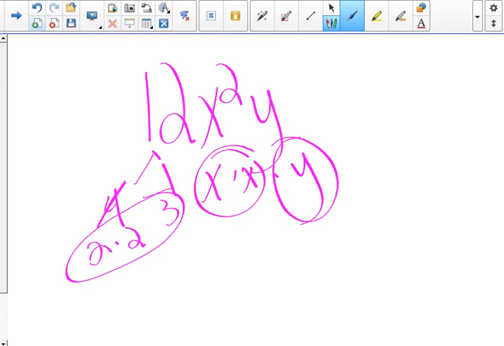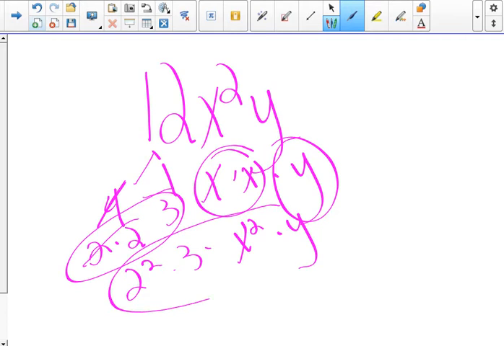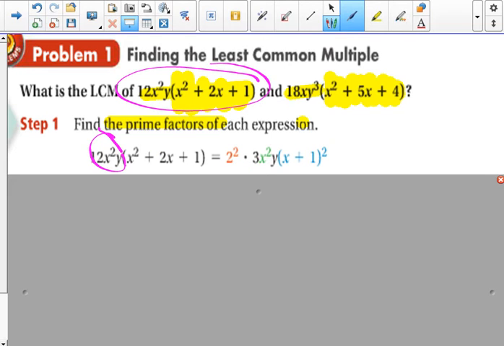Now let's put all of these back in terms of powers. So here I've got 2 squared times 3 times x squared times y. Okay, so that's our first step. Let me go back, and that's exactly what they did right here. They just left out all that explaining I just did. So they went from there to there.